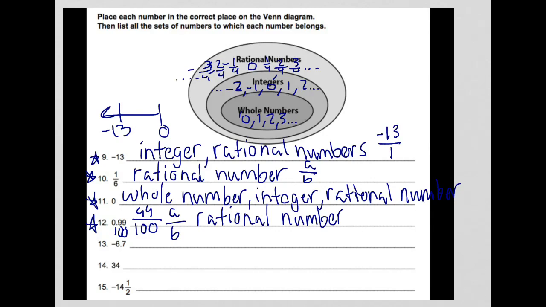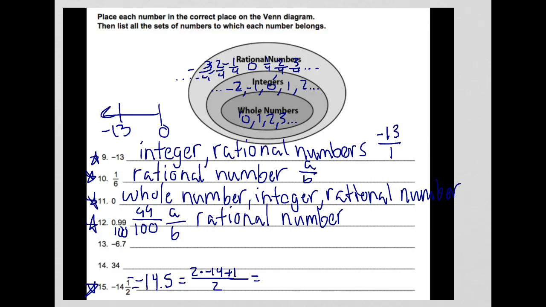I want to do one more. So I'm going to jump to number 15. So 15 is negative 14 and 1/2. I know that negative 14 1/2 is the same thing as negative 14.5. And I also know that if I wanted to change it from a mixed number to an improper, I can do 2 times negative 14 and then plus 1 over 2.